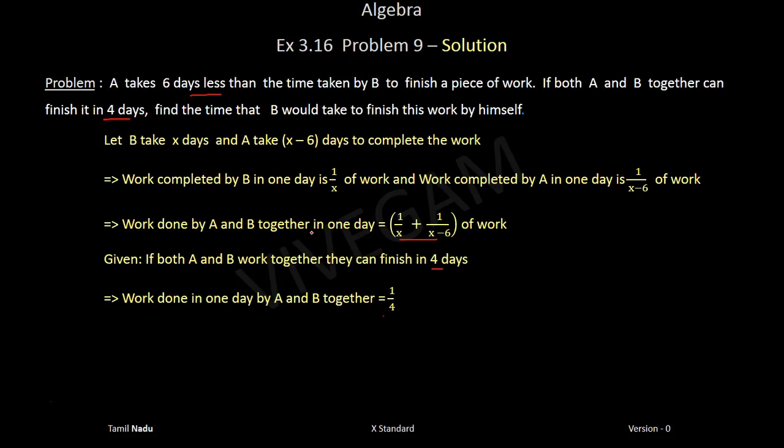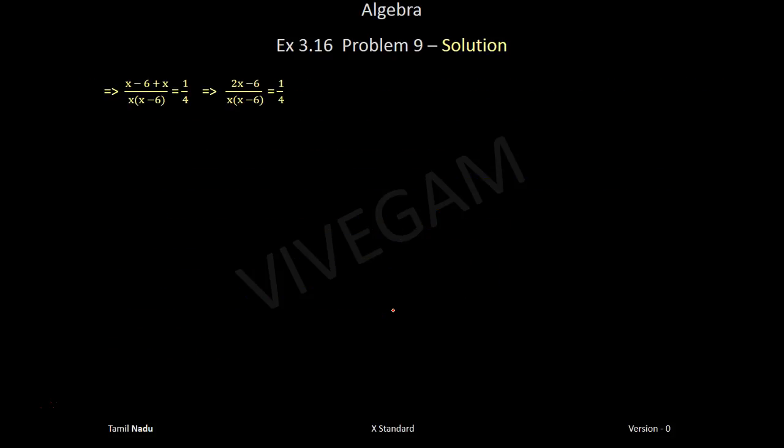Work done by A and B together in a day is 1 by X plus 1 by X minus 6. So which means these two are equal. Right? So equate it. So 1 by X plus 1 by X minus 6 equals 1 by 4. And now simplify this equation. You have to take LCM. So X into X minus 6 will be the LCM, and we will get this denominator on simplification. So now you see this will be 2X minus 6 by X into X minus 6 equal to 1 by 4. So cross multiply.